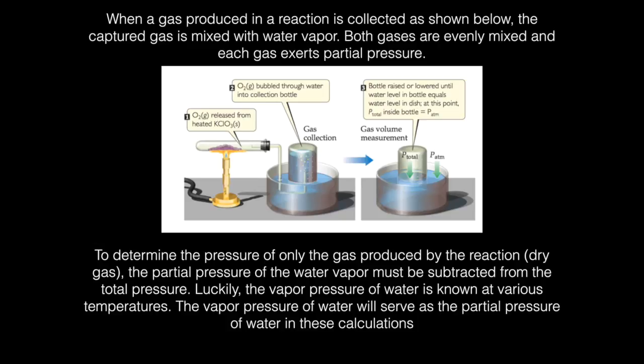Now, luckily, the vapor pressure of water, we know it for various temperatures, and you have a chart right below this diagram that shows you all the different vapor pressures at specific temperatures. And so these problems are very easy simply because you just have to take the total pressure, subtract the partial pressure of the water vapor, and there's your pressure of the gas that you were concerned with in the first place.